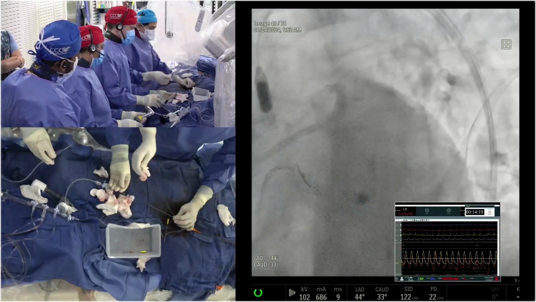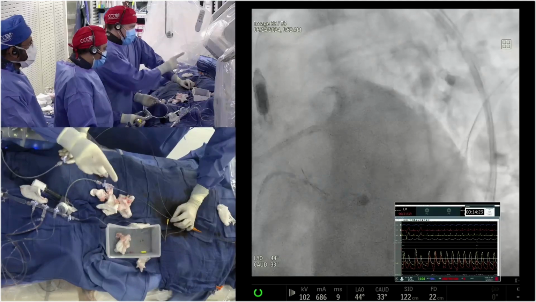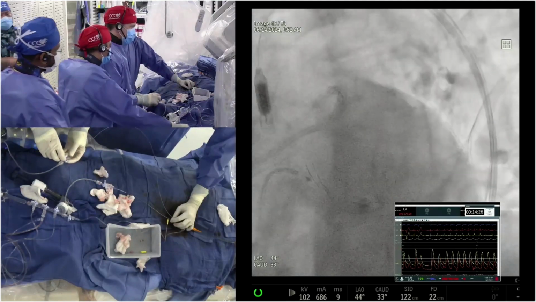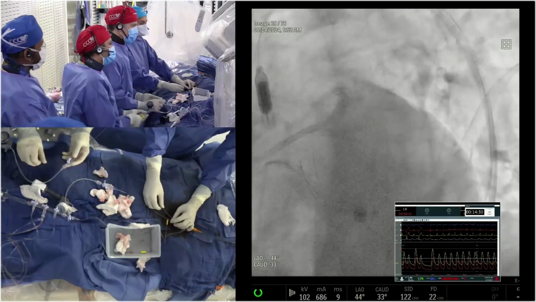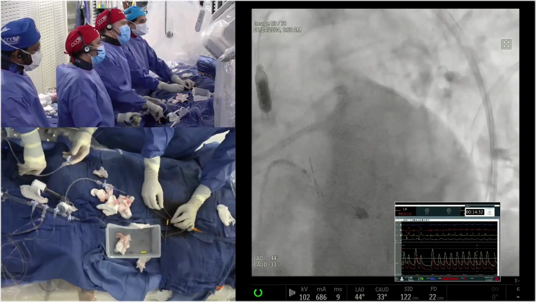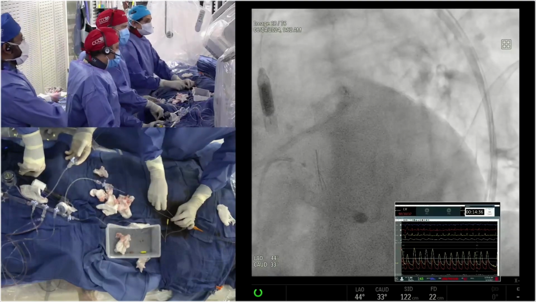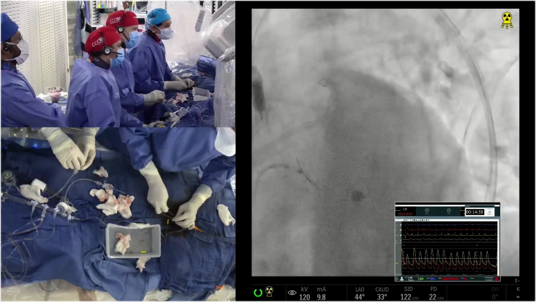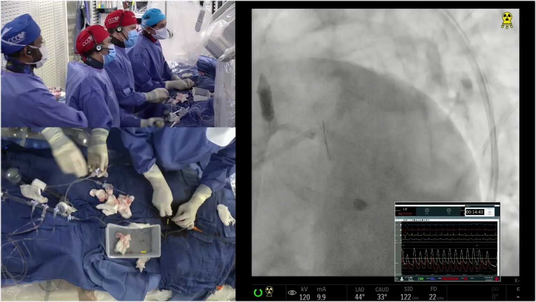So we have changed the wire. So what happened is, that's always the question: when do you recross, before or after? So we recrossed after, and then we tried a 1.0 balloon. Finally, the 1.0 balloon crossed. Now I'm taking a 2.0 balloon into the circumflex.